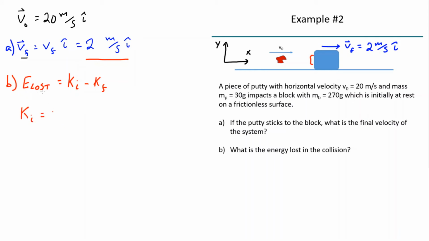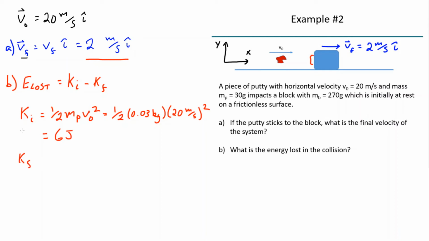K initial equals 1/2 m putty V initial squared. The block isn't moving, so the block initially has no kinetic energy. This is 1/2 of the mass of the putty, which is 30 grams, but since I want an energy in joules, I'm going to convert this to kilograms. So this is 0.03 kilograms times V initial, 20 meters per second, squared. If I plug all that into my calculator, I get that this initial kinetic energy is just 6 joules.